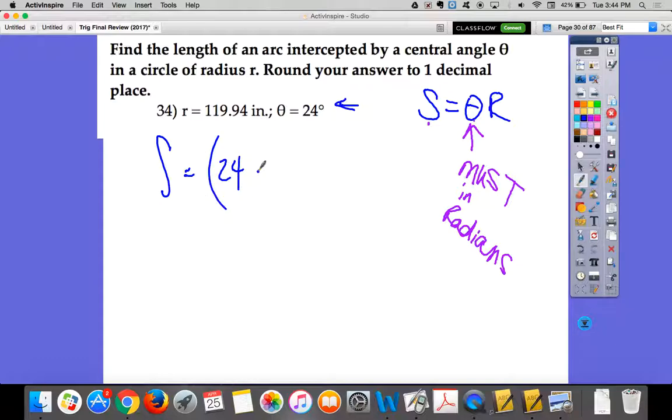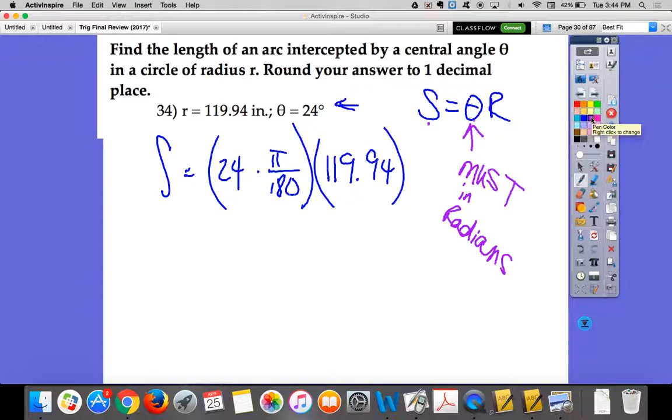But let's go ahead and convert it right here, right now. We're going to do it just like that. And then our radius is 119.94. Now, do you see that your radius is decimal? That gives you permission. This right here gives you permission to just type everything in and go 100% decimal. That means this pi needs to be typed in. So we're going to type 24 times, and then just go ahead and pull it up. Pi divided by 180 times 119.94. And you're going to get 50 point, what did it say to 1 decimal place? 50.2. There you go.